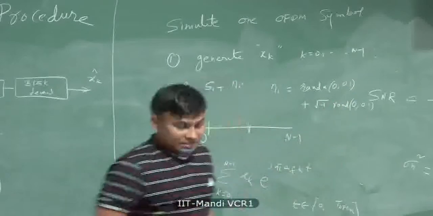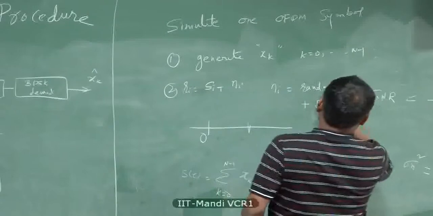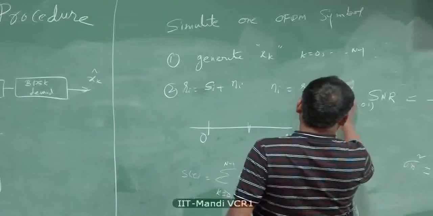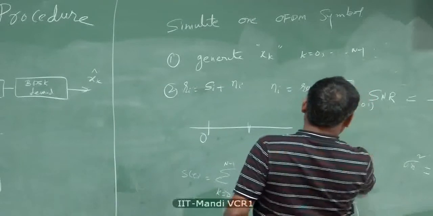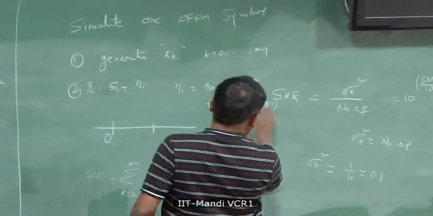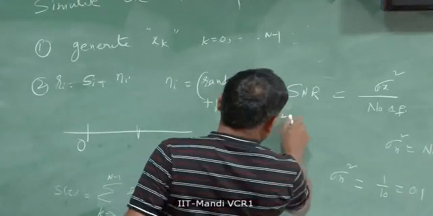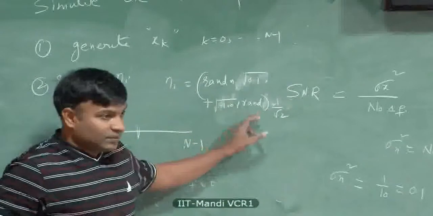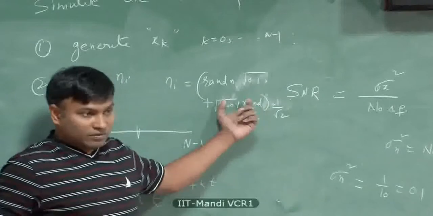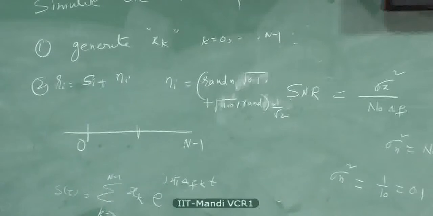Yes, it's amplitude; 0.1 is the power. So you have to multiply randn with the square root of 0.1. And the whole thing is divided by root 2, because the real part and imaginary part are each divided by root 2, so the total power, the variance of the real part plus the variance of the imaginary part, will be sigma n square. But you make sure that s(i) also has unit power.